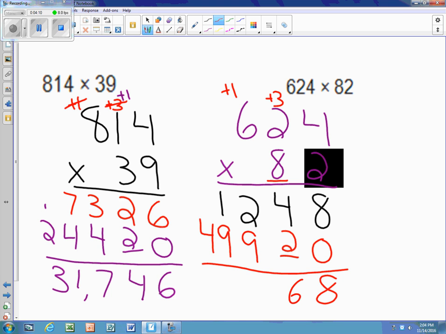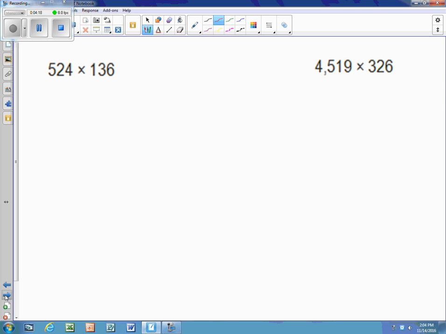We write our numbers. We add them together. And we have our answers. Now we're going to do one that is a 3-digit by 3-digit. This is a little different to help us.